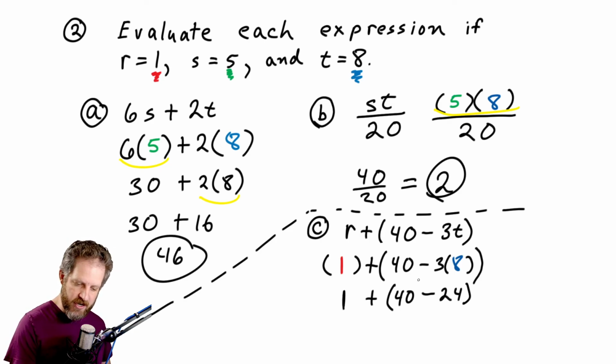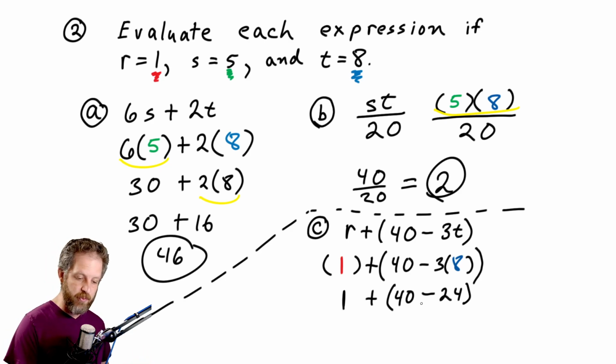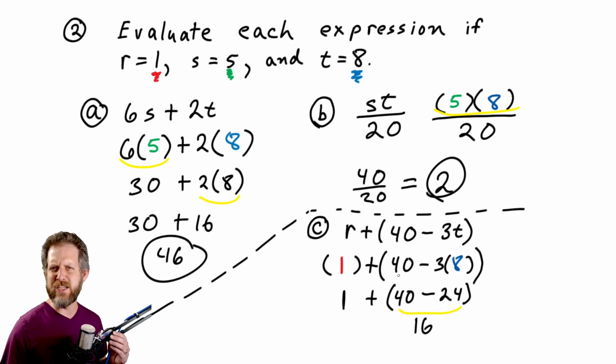Now we've got to finish dealing with inside our grouping symbols, right inside the parentheses. So 40 minus 24 is, of course, 16. All right, so this turns into 16. Let me underline what I did. It probably is really obvious, but I'm trying to make these files easy to read later.